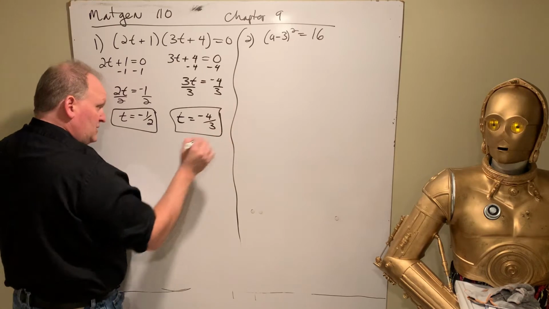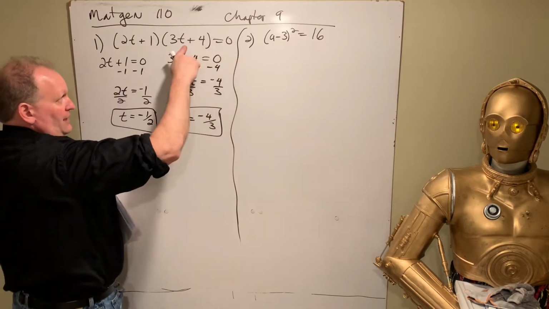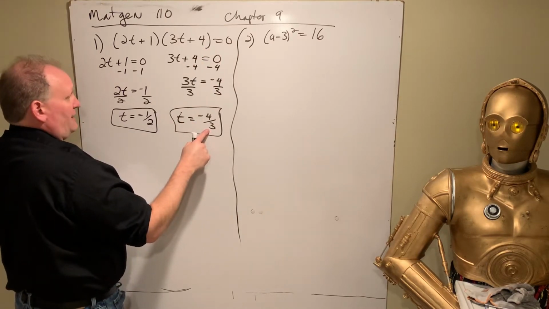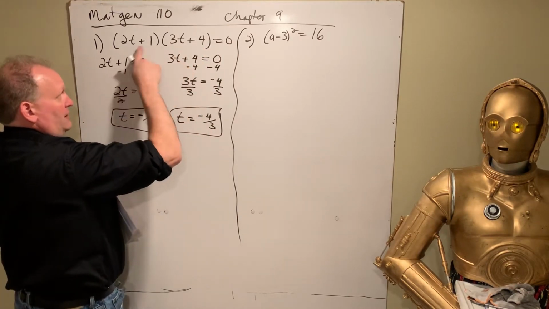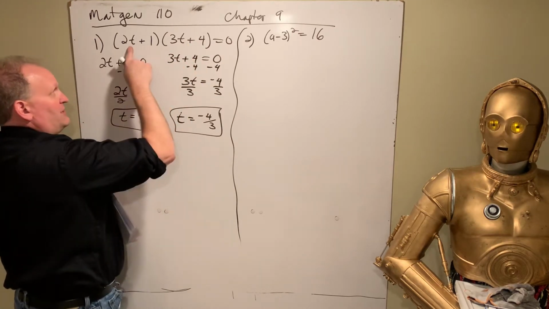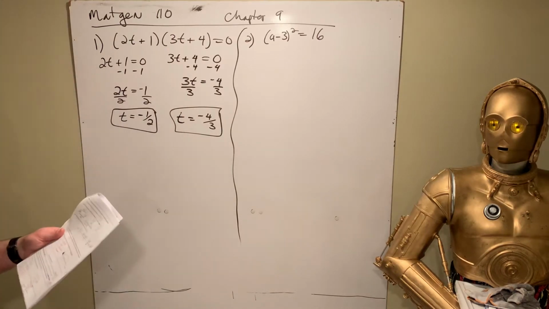So if I substitute back in negative 0.5, there and there, it'll get me 0. If I substitute back in negative 4/3 there and there, it'll get me a 0 in this one. 0 times anything is 0. A negative 1/2 will get me a 0 in this one. 0 times anything is 0. And so those are our two answers.